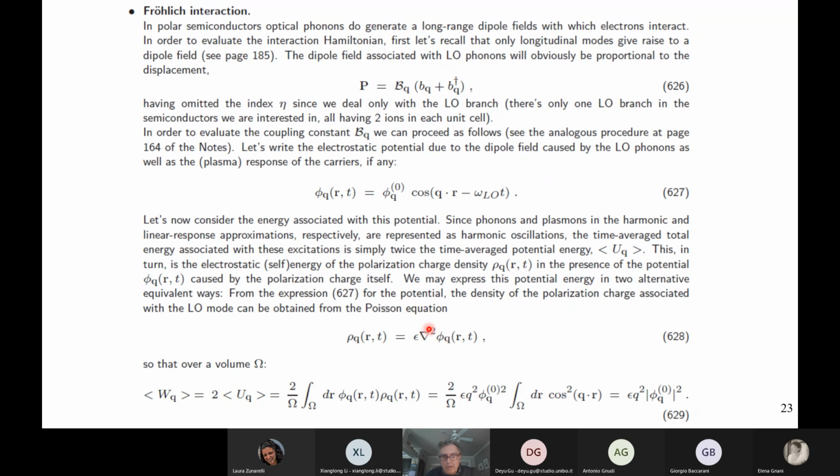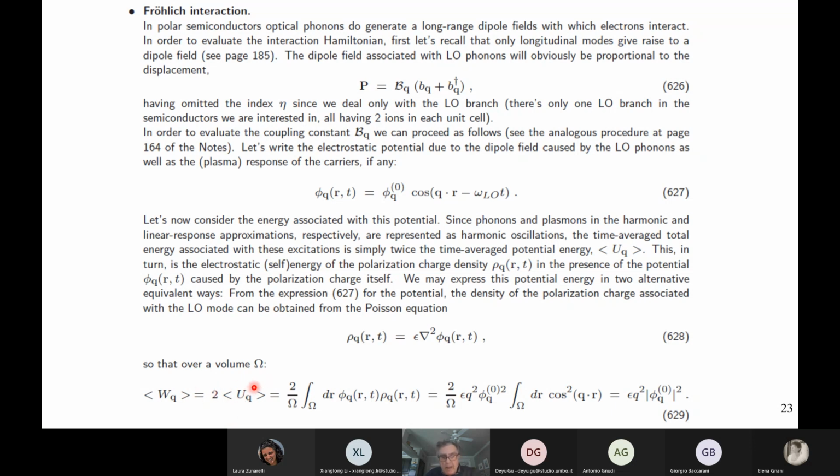And of course, this is Poisson equation. So the Laplacian of the potential will be the charge density divided by epsilon. We look at the total energy associated with this eigenmode of the system, with oscillation of the charge density associated, of course, with the displacement of the ions and the electrons due to the presence of a longitudinal optical phonon, and use the virial theorem as usual, because this is a Coulomb force.